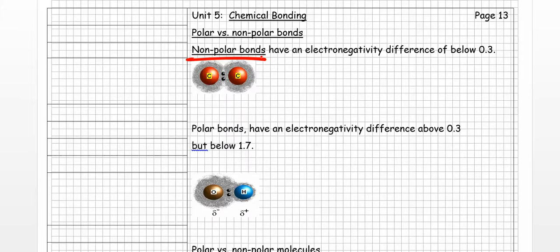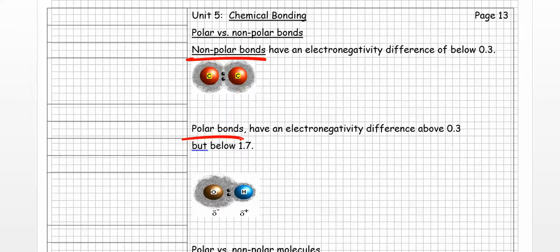So if I have two carbon atoms that are bonded, then the bond between them is going to be nonpolar. The electrons are being pulled by the carbon on the left just as hard as they're being pulled by the carbon on the right. In other words, it's symmetrical. When I say nonpolar, you should think symmetrical.